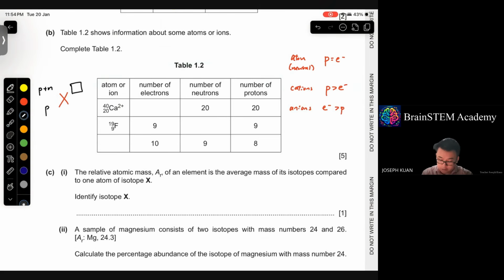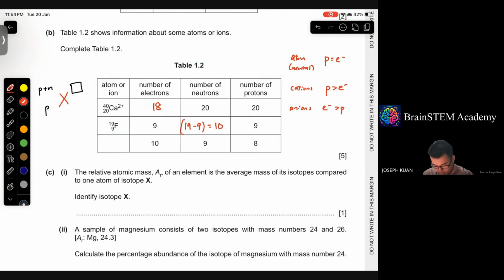Regardless, for the first option, this chemical should have 18 electrons because it has a +2 charge, so 2 more protons than electrons. For this chemical, the sum of protons and neutrons is 19, so we take 19 minus 9, the number of protons, and that equates to 10 neutrons.